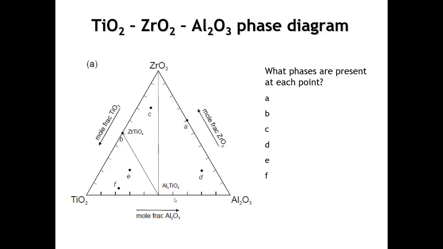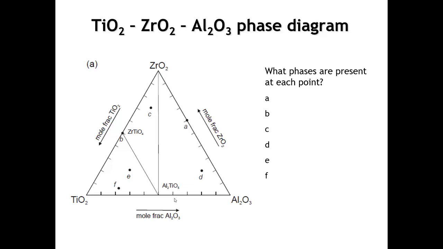On the phase diagram, there are points marked from A through F. I'd like you to just jot down what phase or phases are present at each of those points. Once you've got your answers, let the video roll again and we'll go over them together.